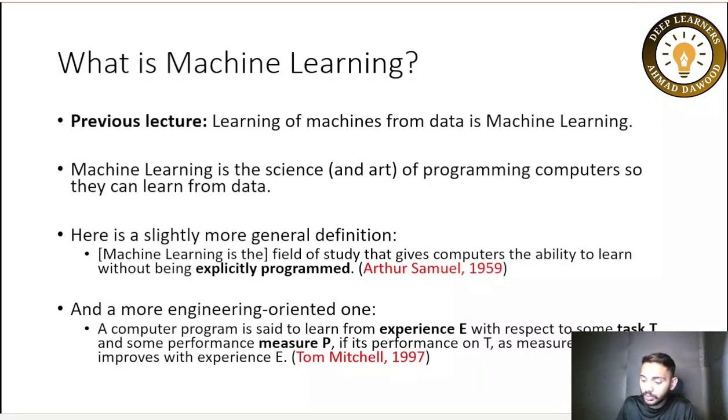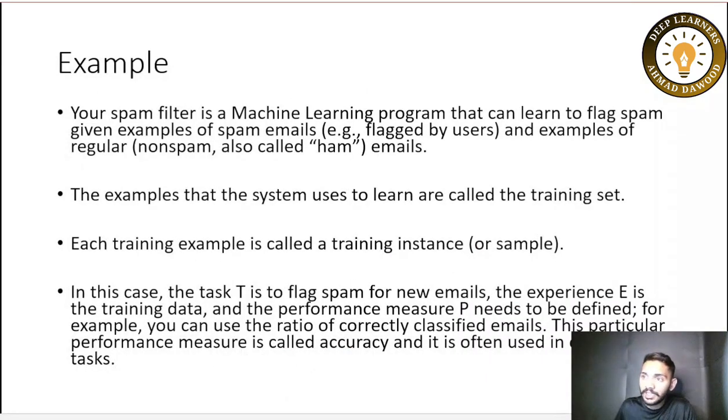Okay. By an example, let's suppose we have a spam filter. A spam filter is a machine learning program that can learn to flag spam, given examples of spam emails and examples of ham emails. The examples that the system uses to learn are called the training set, and each example in the training set is called a training instance.